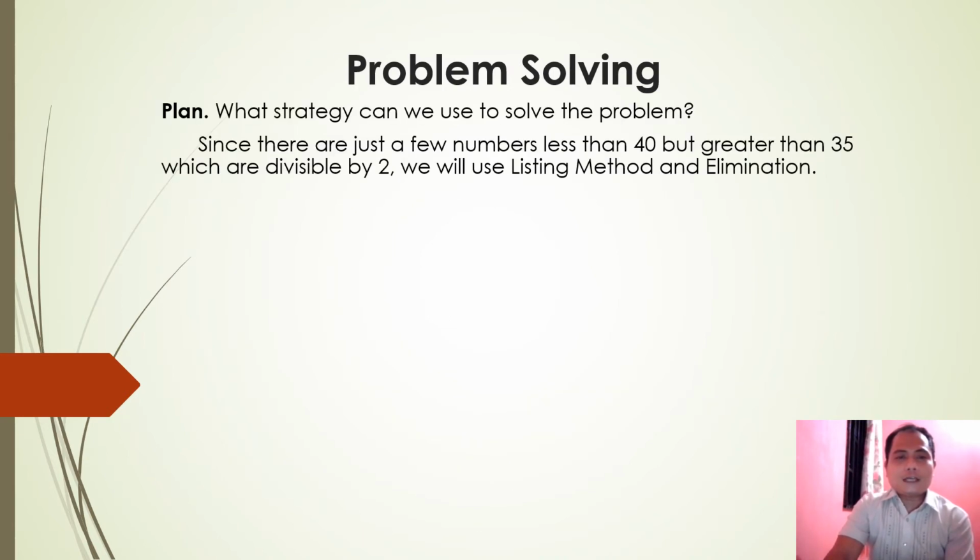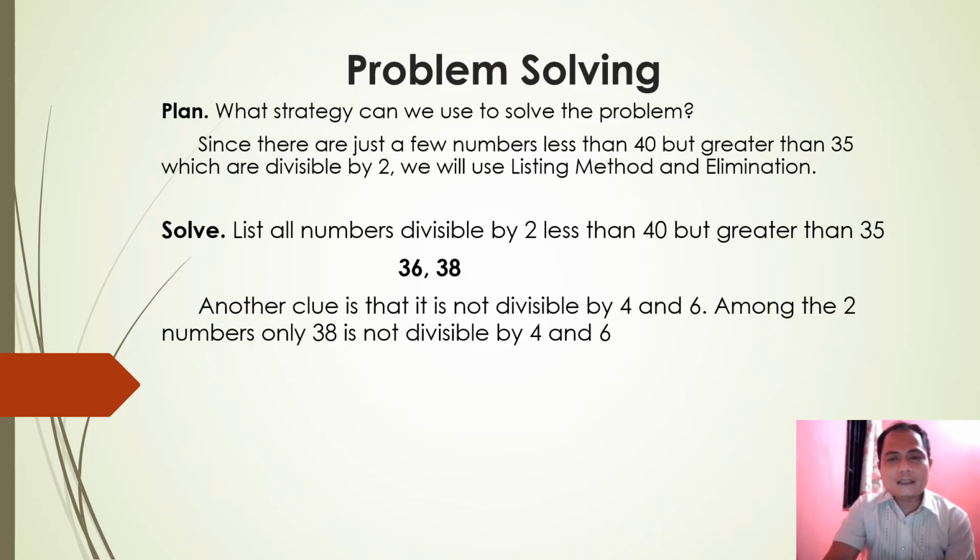Okay? To plan the strategy, since there are just a few numbers less than 40 but greater than 35 which are divisible by 2, can you name the numbers that are divisible by 2, less than 40 but greater than 35? So we have 36 and 38 only. So since we have another clue, we will apply the other clue. It is not divisible by 4 and 6. Among the two numbers, only 38 is not divisible by 4 and 6.